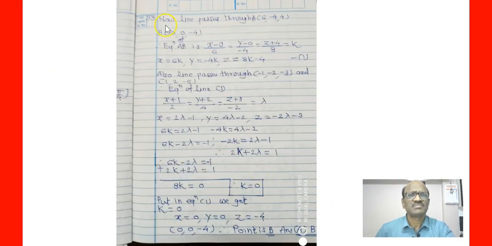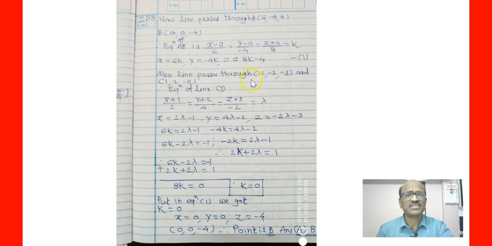The first line passes through point A (6, -4, 4) and B (0, 0, -4). To find the equation of the line, we take the point B. The line passes through this point. What about the direction ratios? 6 minus 0 is 6, minus 4 minus 0 is minus 4, and 4 minus (-4) becomes 8, and that equals k. Then you will get the values of x, y, z. This is equation number 1.